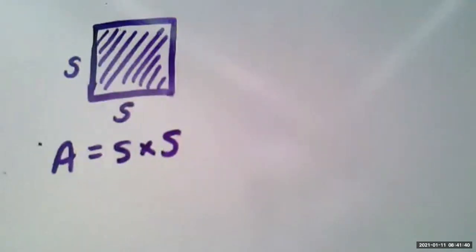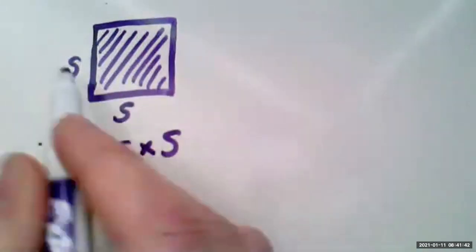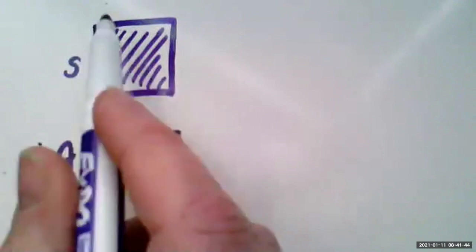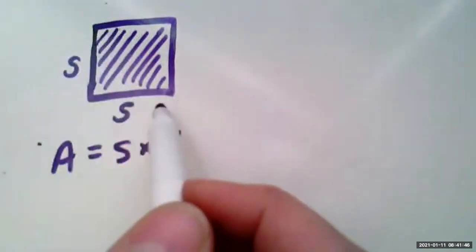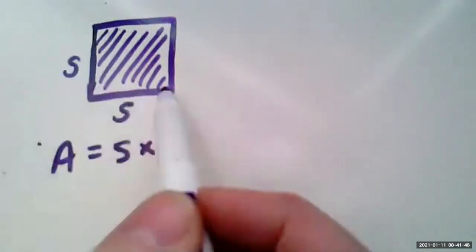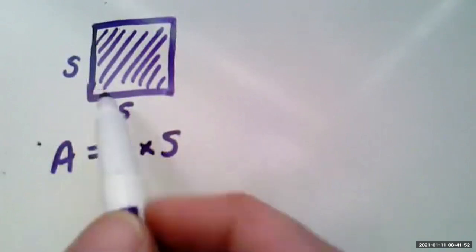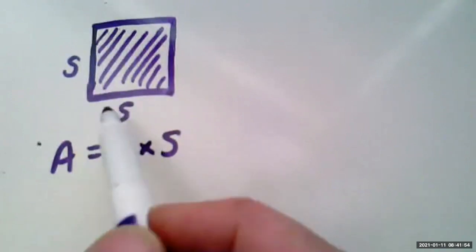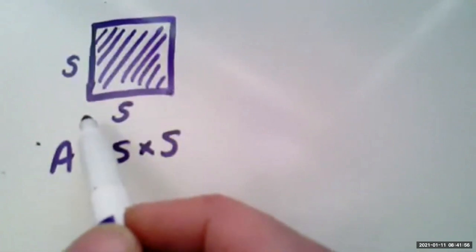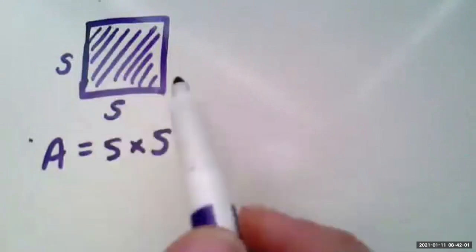Okay, now that's what it looks like. Now, the side of a square is always going to be the same. The reason I started with a square is because you will have problems with squares coming up in the lesson for today. And this square has the same side.